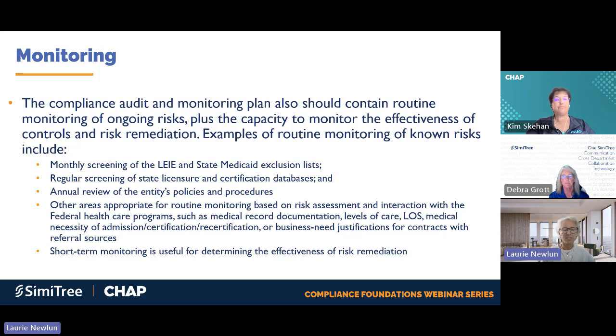And also, especially within hospice, where we are paying other entities to provide services for us, we also have some responsibility to monitor what those other agencies are doing. So you want to have some kind of a monitoring process in place also for other entities that you utilize to provide your services.